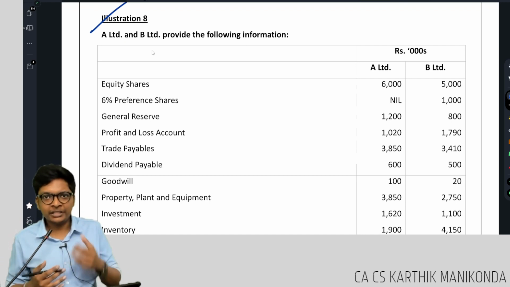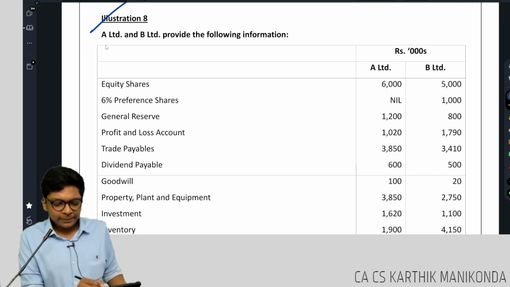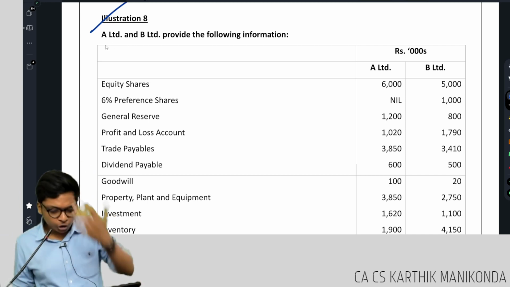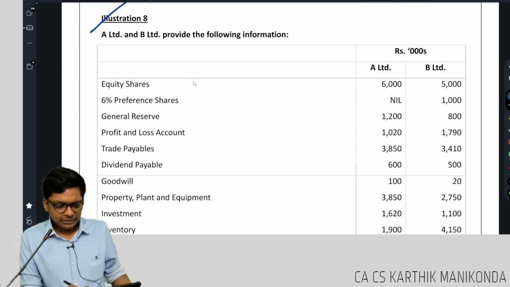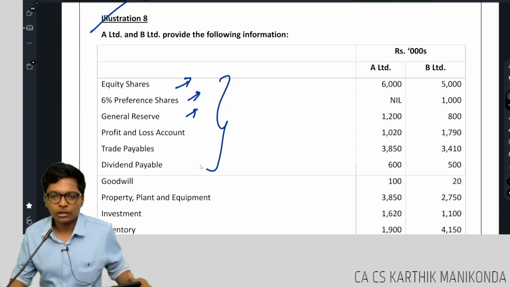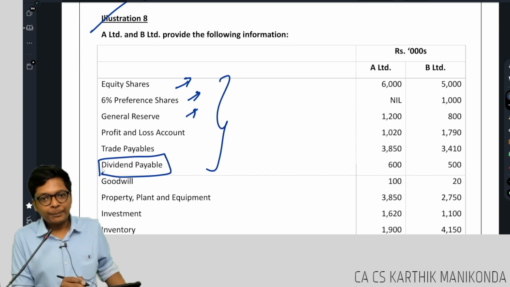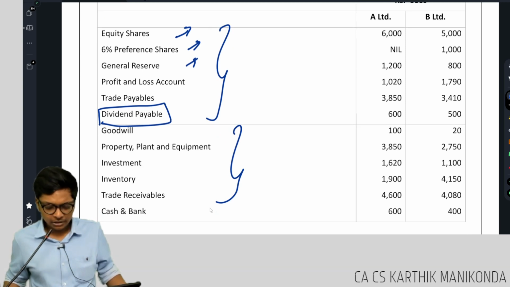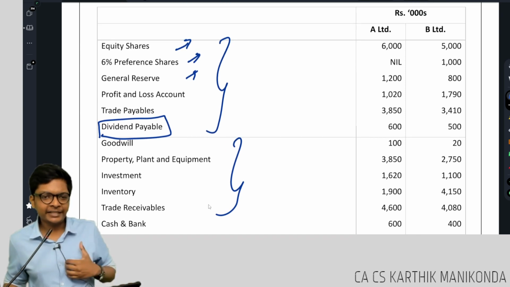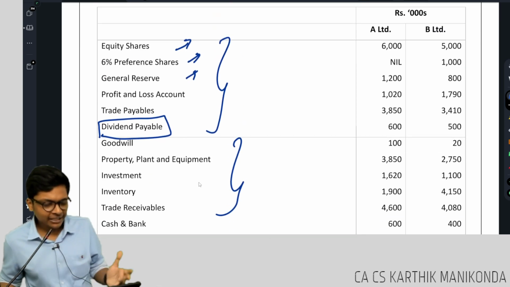Let me read the question. You are going to solve the sum. Get confidence in the sum. A and B provide the following information. It's a new question in new study mat, but easy, very easy. They are given share capital, preference, general reserve, liability side they are given fully. Correct? Okay. Already there is a dividend payable. Then they are given asset side also, few assets. Balance sheet should ideally tally because they have not used the word extract. It should tally, if not it's an extract.